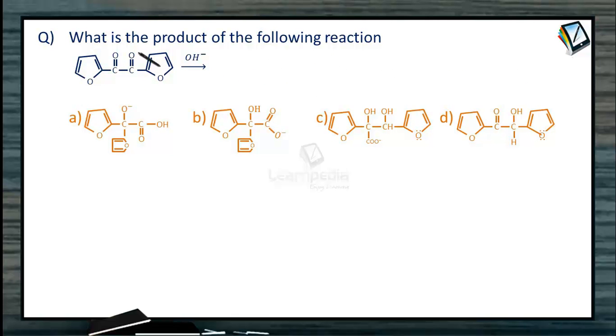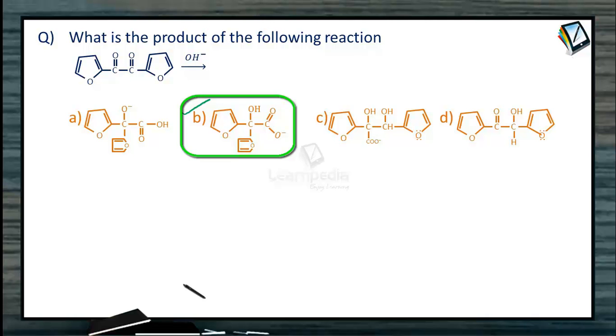Here we have a diketone and the base OH minus, which will be regenerated at the end of the reaction. Therefore it is a base catalyst. So what will be the final product of the reaction? That is, the benzilic acid rearrangement product is what? Here the answer works out to be B. But what is the reason for B to be the answer?